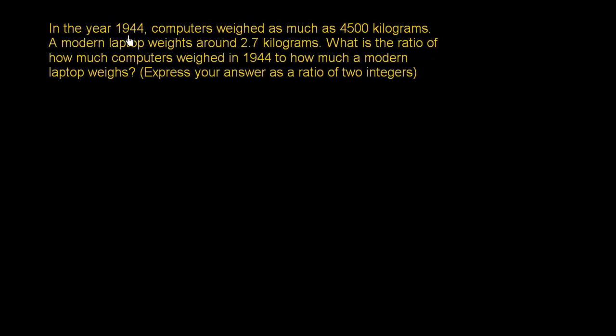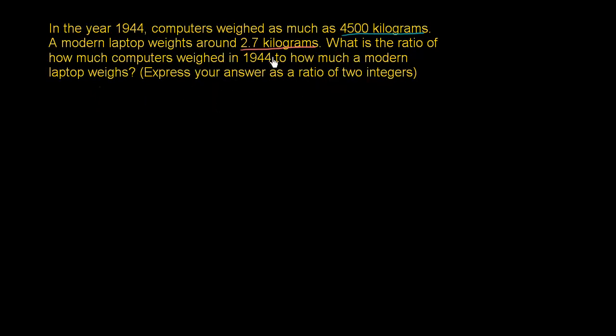In the year 1944, computers weighed as much as 4,500 kilograms. A modern laptop weighs around 2.7 kilograms. What is the ratio of how much computers weighed in 1944 to how much a modern laptop weighs? Express your answer as a ratio of two integers.